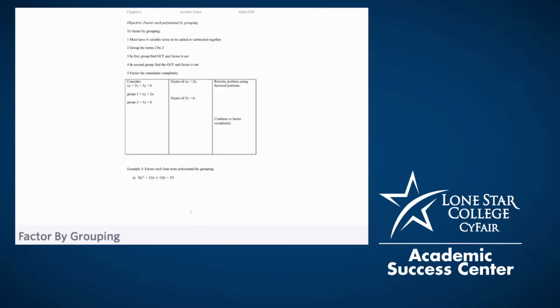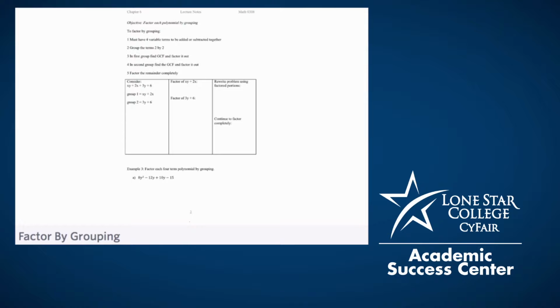The first step is you must have 4 variable terms that should be added or subtracted together. The next step is to group your terms together 2 by 2. The following step is in the first group, find the greatest common factor and factor it out. The next step would be to, in the second group, find the greatest common factor again and factor it out. And then lastly, you're to look at what you have factored and then factor what's left completely.